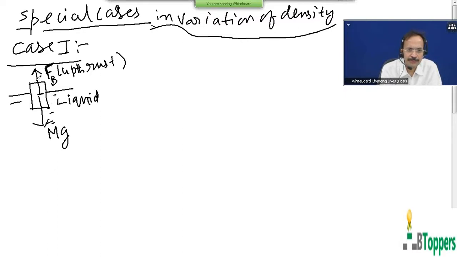So two forces act on the floating body. The body is floating inside the liquid with a part of its volume immersed inside the liquid. That is possible, of course, when the density of the floating body is less than the density of the liquid. Now applying the principle of buoyancy, or Archimedes' principle, the magnitude of force of buoyancy is equal to the weight of the liquid displaced by the body.